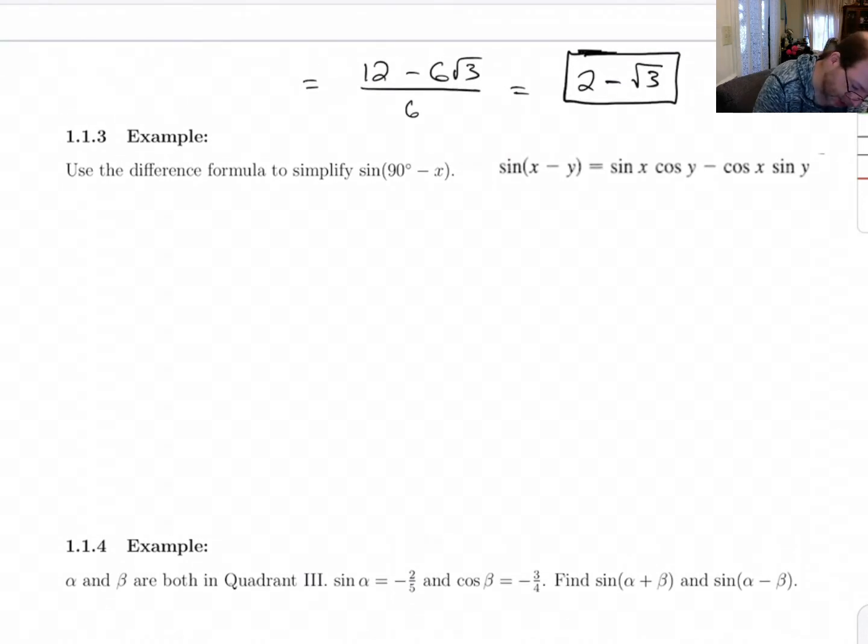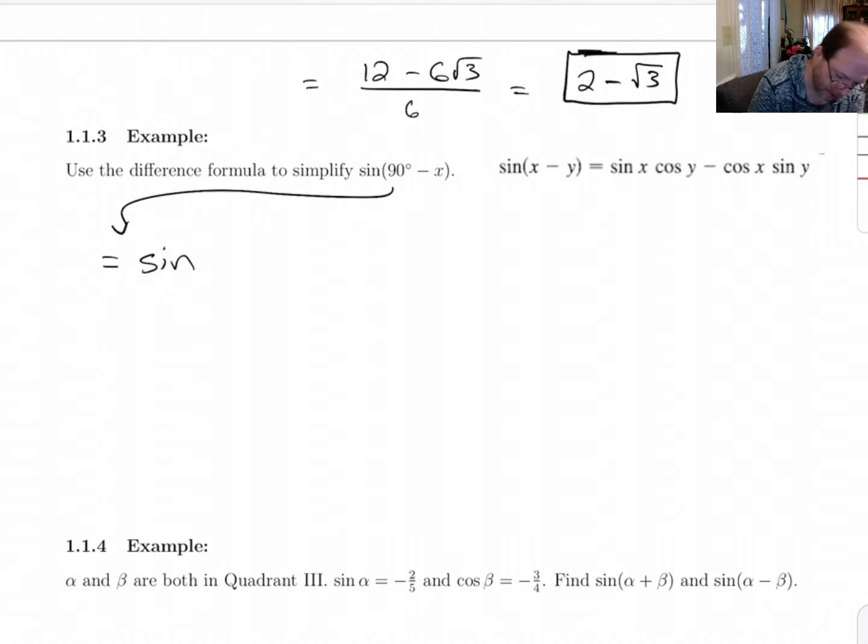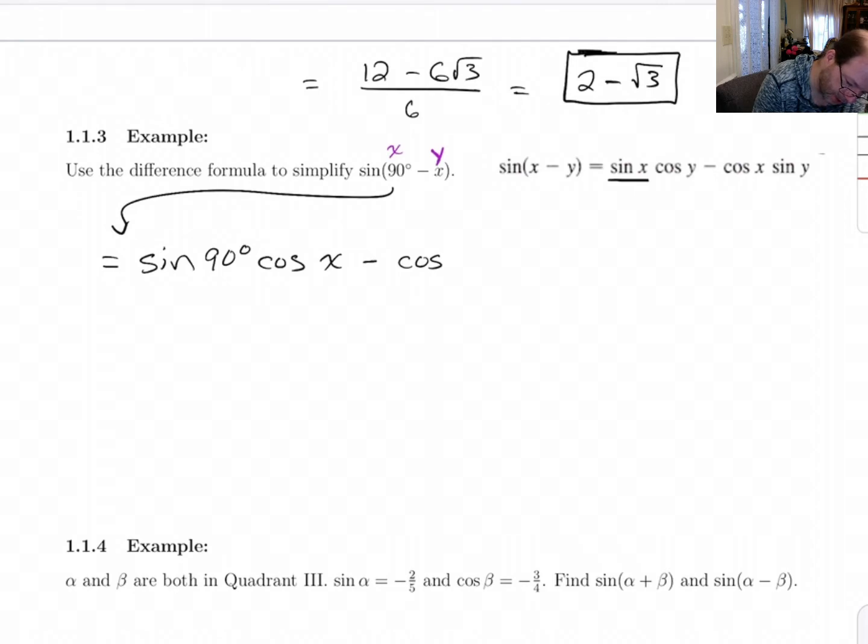So sine of 90 minus x is equal to sine of, okay, this is unfortunate because it's 90 minus x, and this over here is x minus y. So I'm going to call the 90 my x, and my x is going to be my y. So this is going to be sine of 90 degrees cosine of y, which is x, minus cosine of x, x is 90, sine of y, and y gets replaced with x.